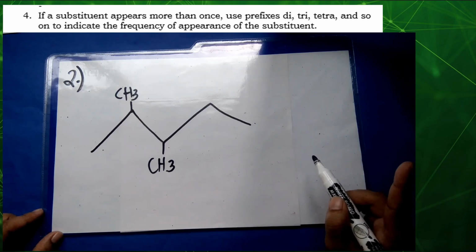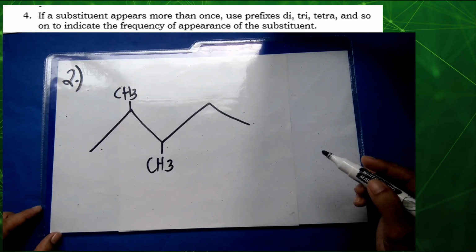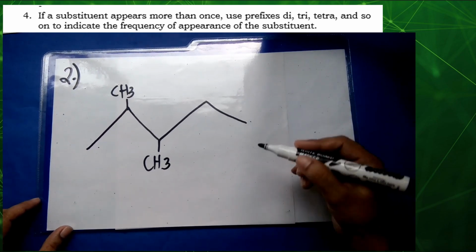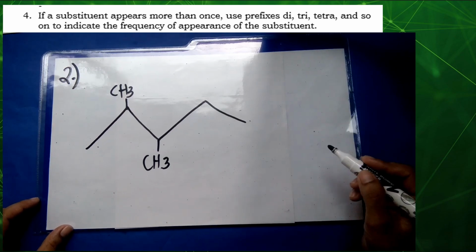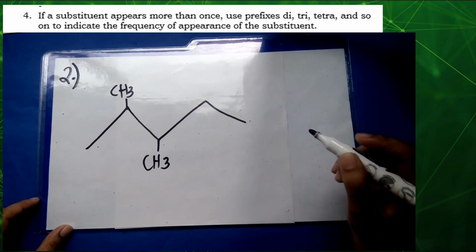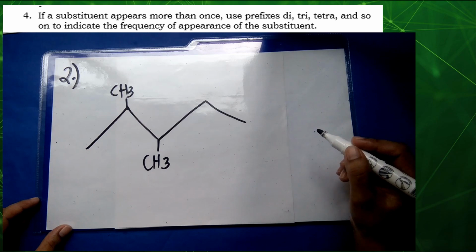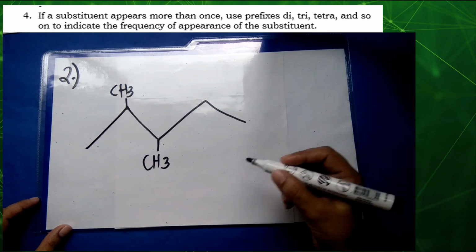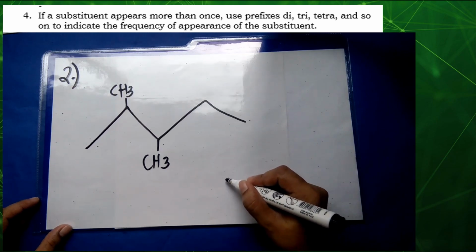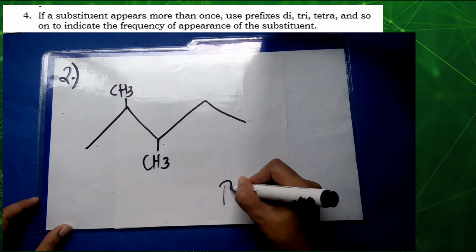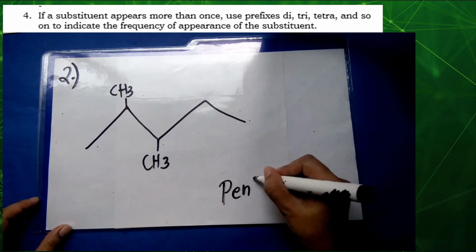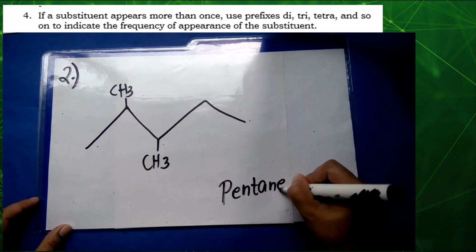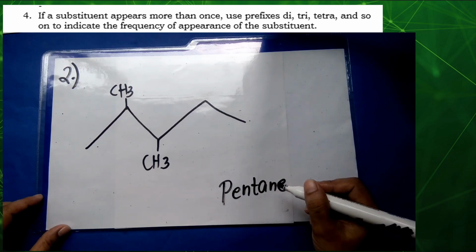So, anong alkane po? Yung mayroong 5 carbon atoms. So, based on your list na pinag-aralan na natin ng first week, that alkane that contains 5 carbon atoms ay pentane. So, I will write here pentane. Small letter lang po yung P, pentane.